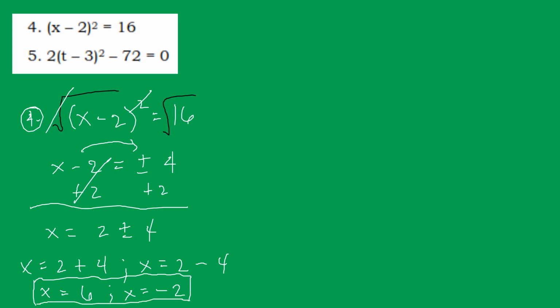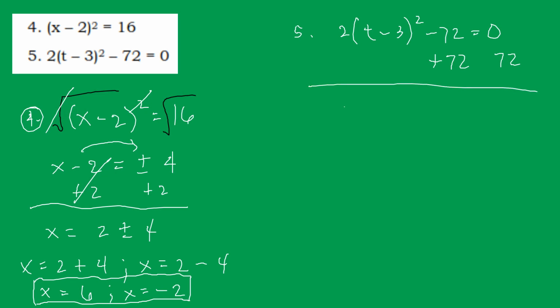Tama po ba yung mga naging sagot ninyo? And then for the last example, we have 2 times t minus 3 squared minus 72 is equal to 0. So as you can see, kailangan muna natin siyang gawing in the form of x squared is equal to c. So what we are going to do is we need to move negative 72 on the other side. And doing that, we just need to add 72 on both sides. So it will result to 2 times t minus 3 squared, so cancel na to, is equal to 72.